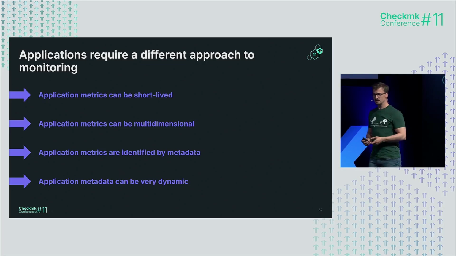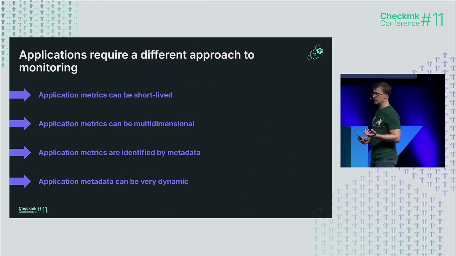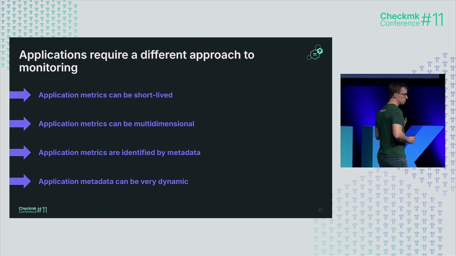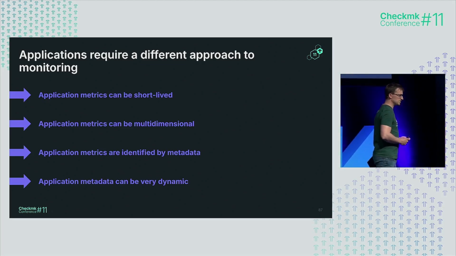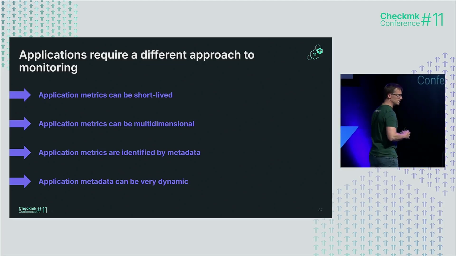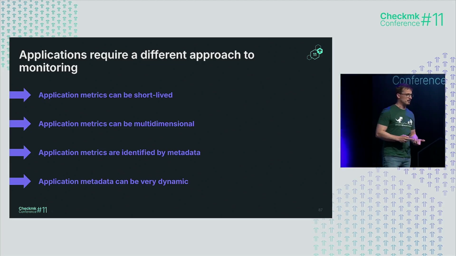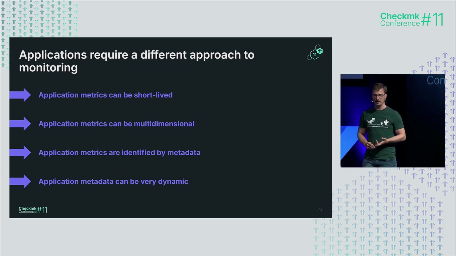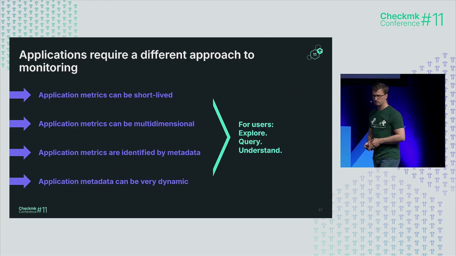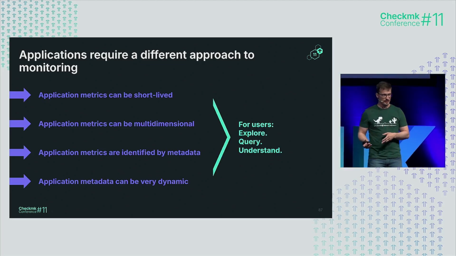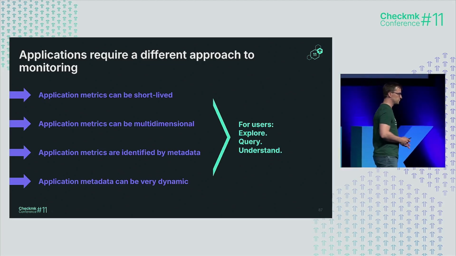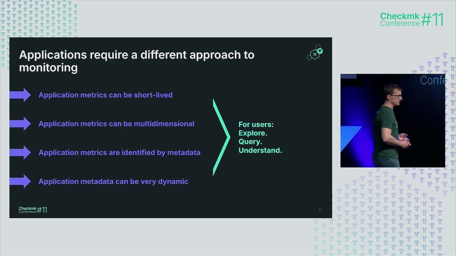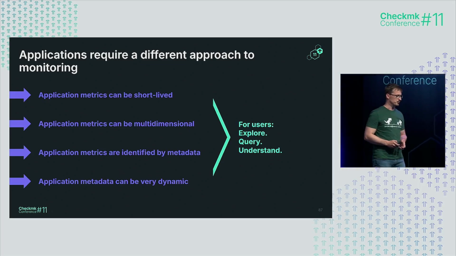So to summarize, when working with modern applications, the monitoring systems need to deal with short-lived metrics. We have these multidimensional metrics. We have identifiers which are in the metadata, which can be dynamic. On the user side, we need exploratory features, and we need flexibility in structuring the data so that it makes sense to users.